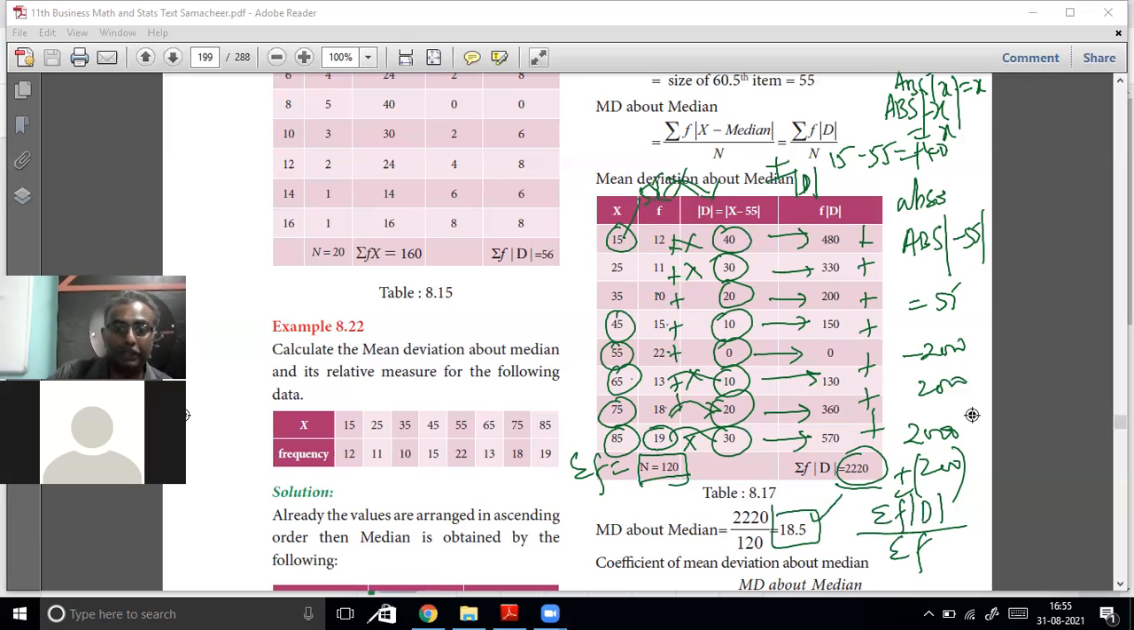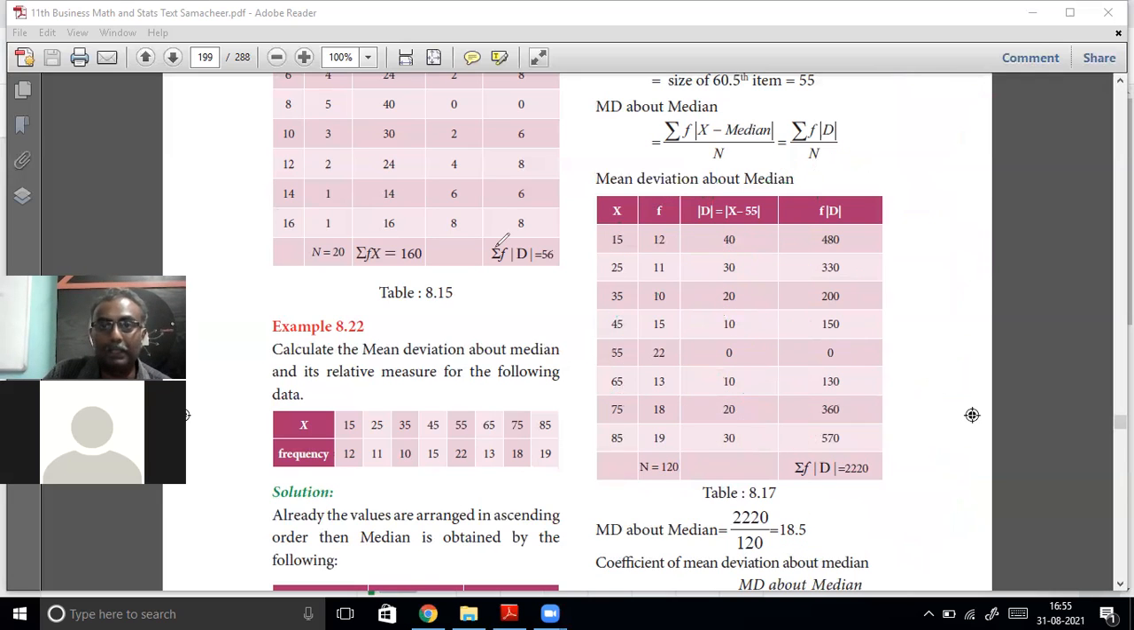Okay, then he is also asking one more thing. What is asked is its relative measure for the following. What is this relative measure? Relative measure is the coefficient of mean deviation. Okay, how do you find that out? Divide the mean deviation by the mean or median.